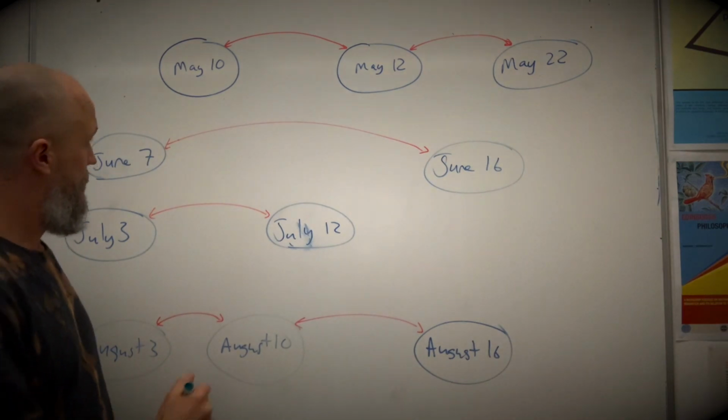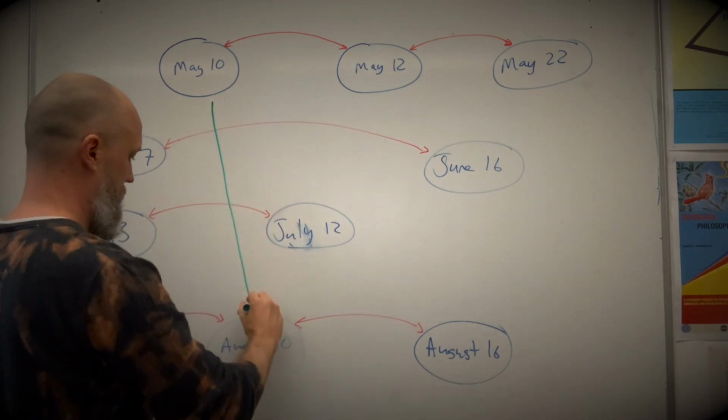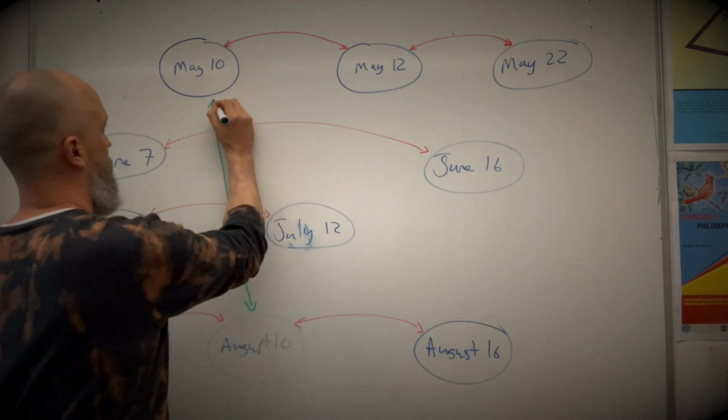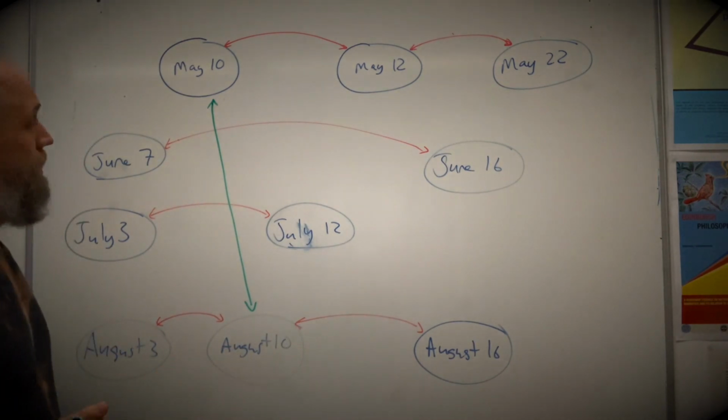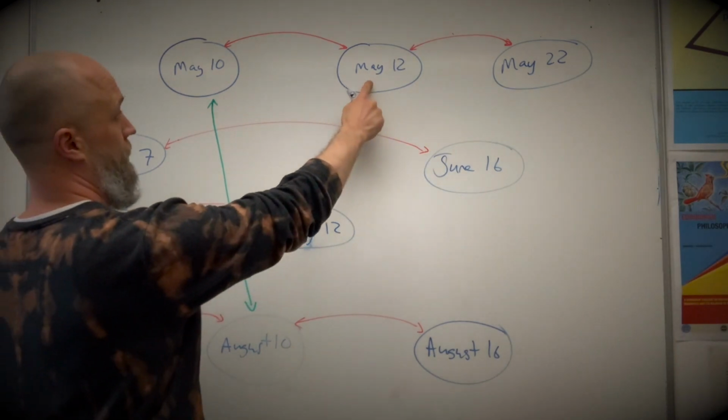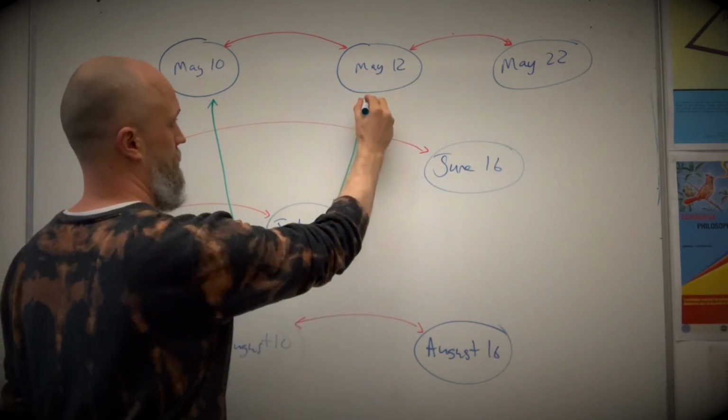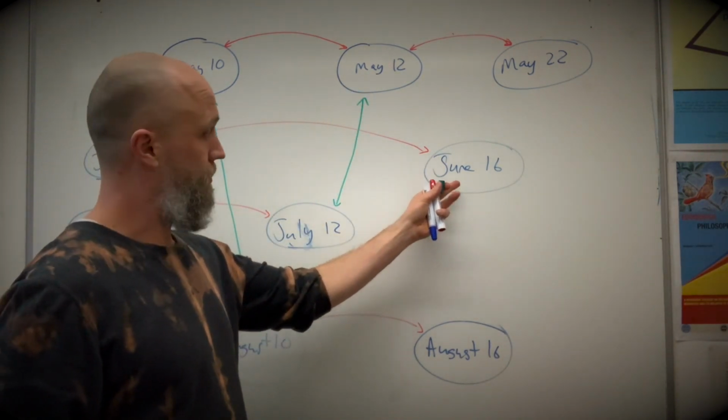So if he was told 10, then for all he knows it would be May 10 or August 10. If he was told 12, then for all he knows it would be May 12 or July 12. If he was told 16, then for all he knows it would be June 16 or August 16.